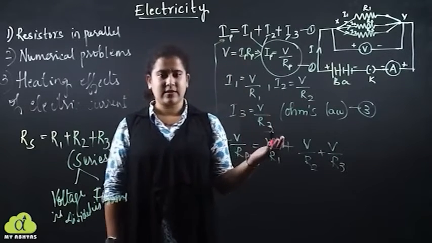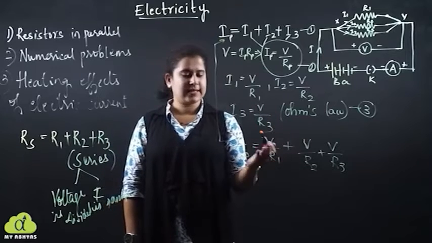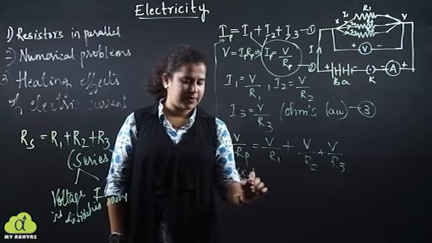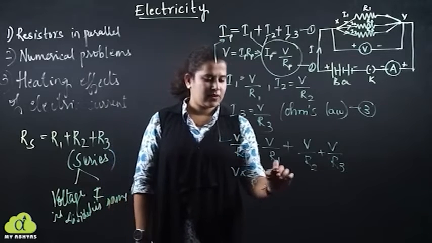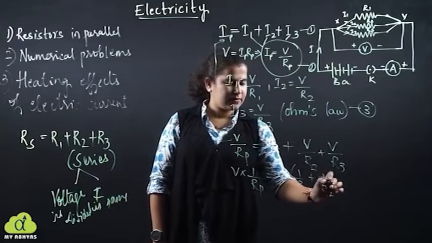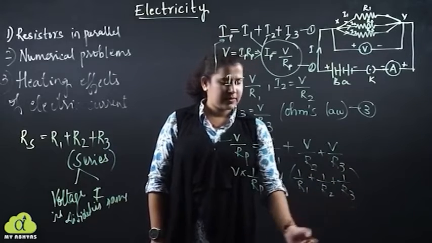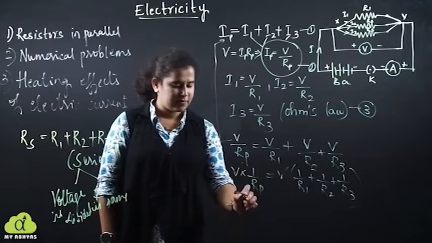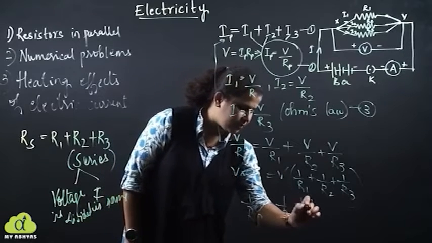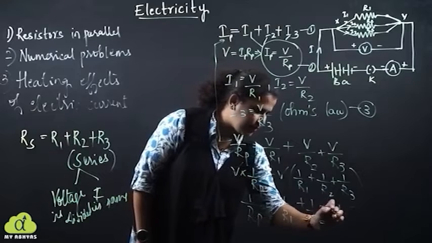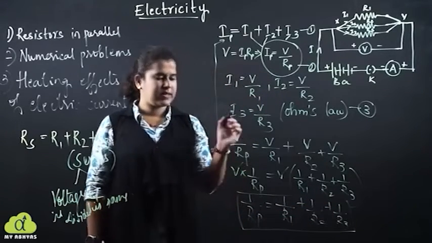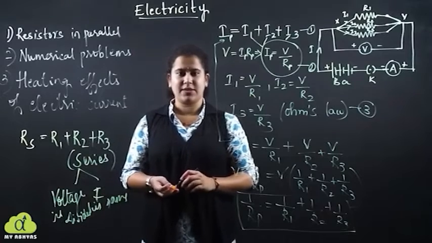Next, you can take V as common in this case, and then V gets cancelled. So that is V into 1 by RP on one side, and V into 1 by R1 plus 1 by R2 plus 1 by R3 on the other. V goes, so what remains? 1 by RP is equal to 1 by R1 plus 1 by R2 plus 1 by R3. This is the equation for resistors in parallel combination.